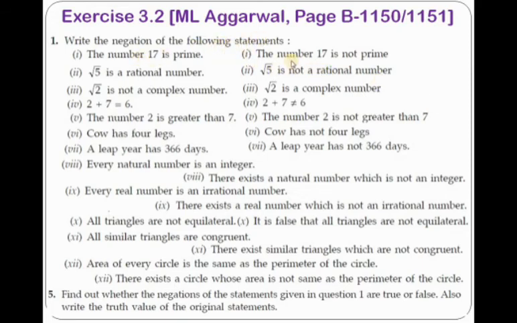Now let us have a look at this statement; I'm just showing you one example. The number 17 is not prime. This is a false statement, because we know that 17 is a prime number. So negation P is false, which means the original statement must be true, right? That's what you need to verify in question number 5. You will try question number 5 by yourself. Just think in your mind and check whether your answers are really matching or not. All right.